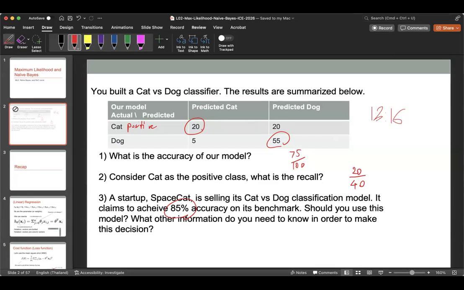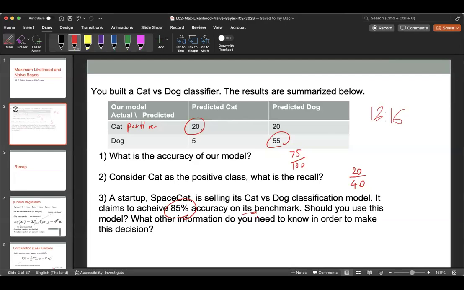No. Why? This is more than what we have, right? Yeah, that's true. But we don't know the training data, or we don't even know what their test set is, right? Because here it says it's a benchmark, but not our benchmark. The data can be different. So first, the number might not be comparable.